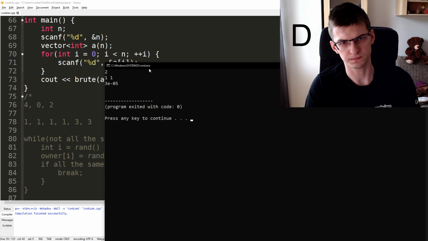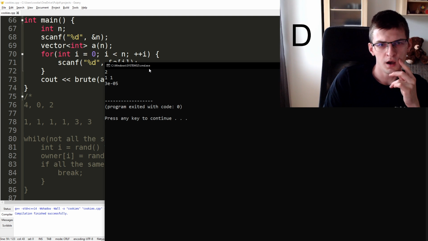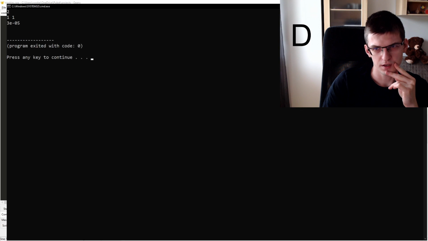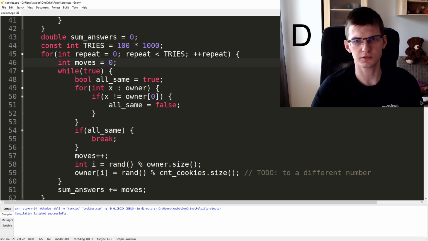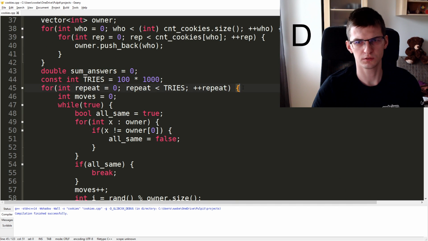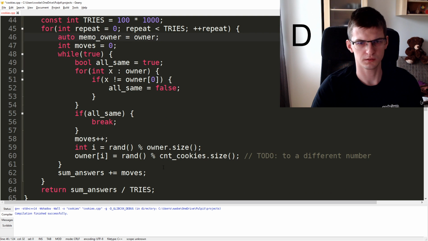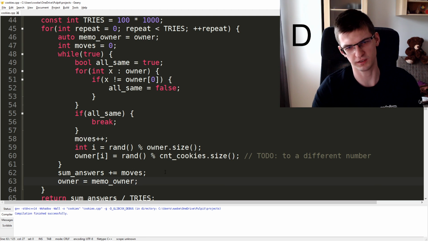Two, 1, 1. I got 0. That's not a good answer. This is 3 times 10 to minus 5, because I only simulate this thing once. Instead I should say owner after I'm done. I should assign the array to the initial value, otherwise it stays all the same numbers.